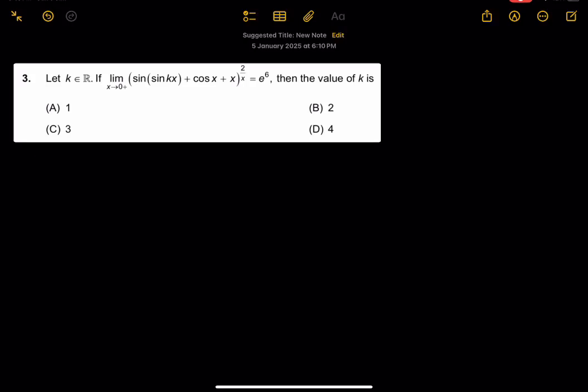So this is a question from limits, and apart from a trick which you can use, this question after the trick is straightforward and should definitely be done in the exam in the first go.